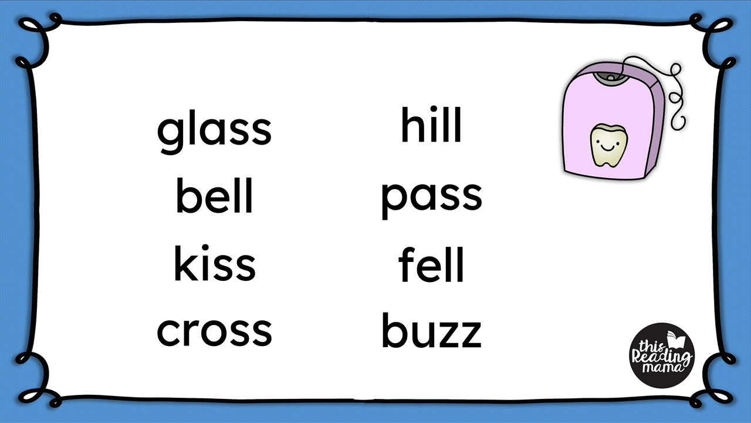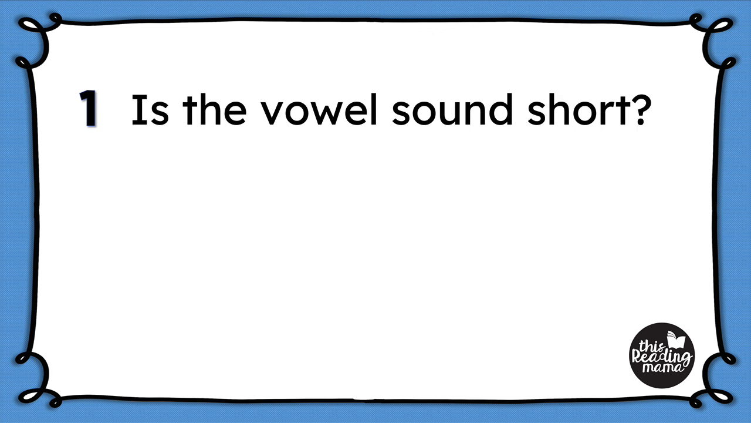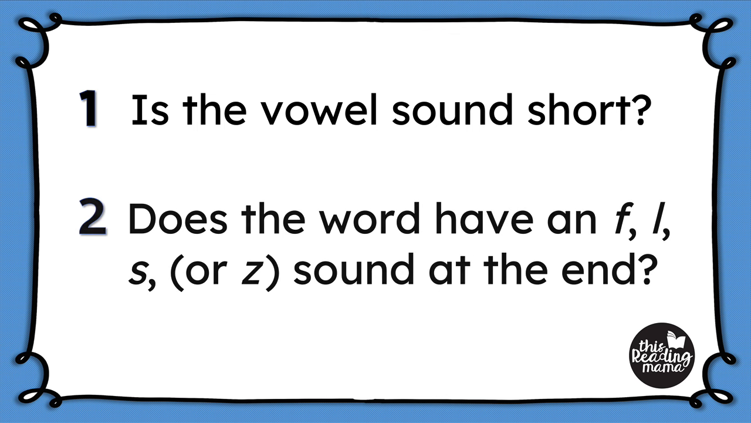and even buzz. Now, in order for our learners to know which spelling to put at the end of the words, it helps if we break it down for them. And they specifically need to ask themselves two questions. First, what is the vowel sound? We're actually listening to see if the vowel sound is short. So is the vowel sound short? All right, if it is, we're going to ask ourselves a second question. And does the word have an F, L, S, or Z sound at the end of it? And if both of our answers are yes, we typically will double the last letter.